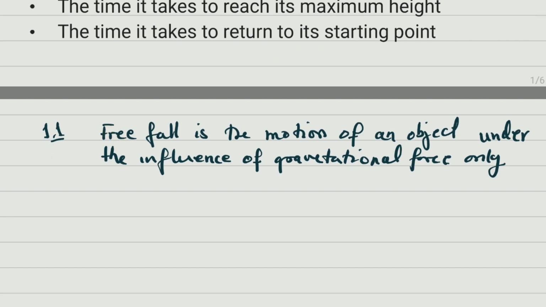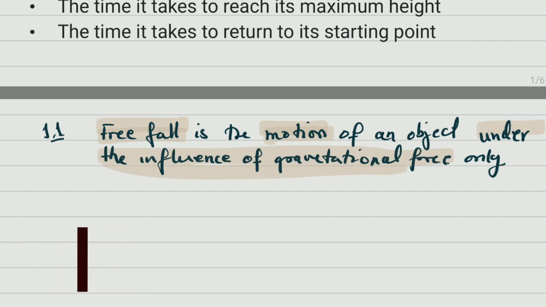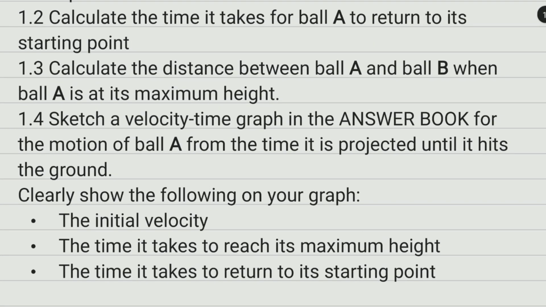Now, this is not the first time we speak about the definition. Free fall is the motion of an object under the influence of gravitational force only. And I'm going to highlight the word only because it is an important word there. Make sure you don't forget to write only. The gravitational force is the only force acting on the object.